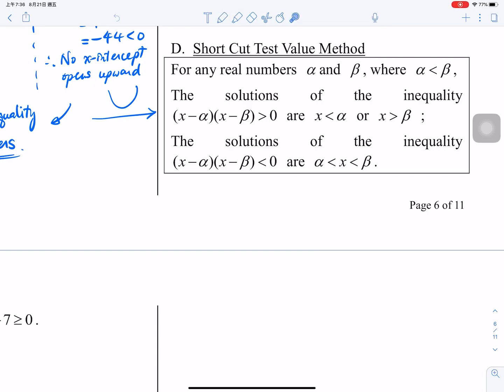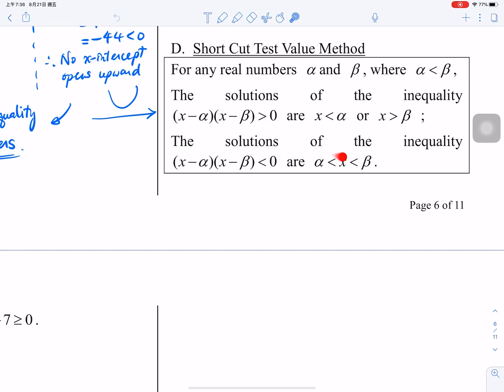Session D, Shortcut Test Value Method. This method again helps us to solve quadratic inequalities. For any real numbers alpha and beta, where alpha is smaller than beta, that means alpha is the smaller one, beta is the greater one. The solution of the inequality is x smaller than alpha or x greater than beta.